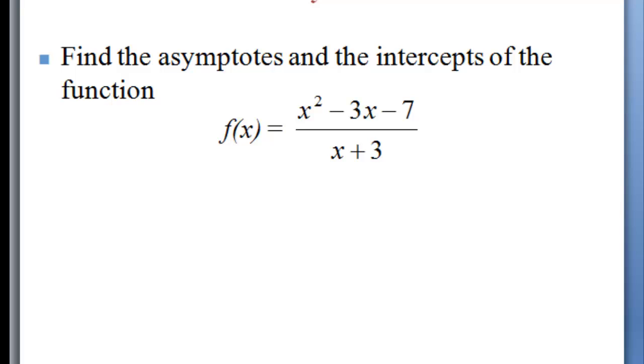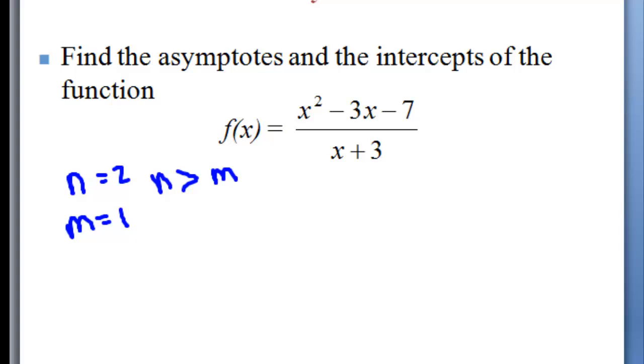We have x squared minus 3x minus 7 divided by x plus 3. The degree of the numerator is 2. The degree of the denominator is 1. So in this case, n is greater than m. So we are not going to have a horizontal asymptote. We will have a slant asymptote.